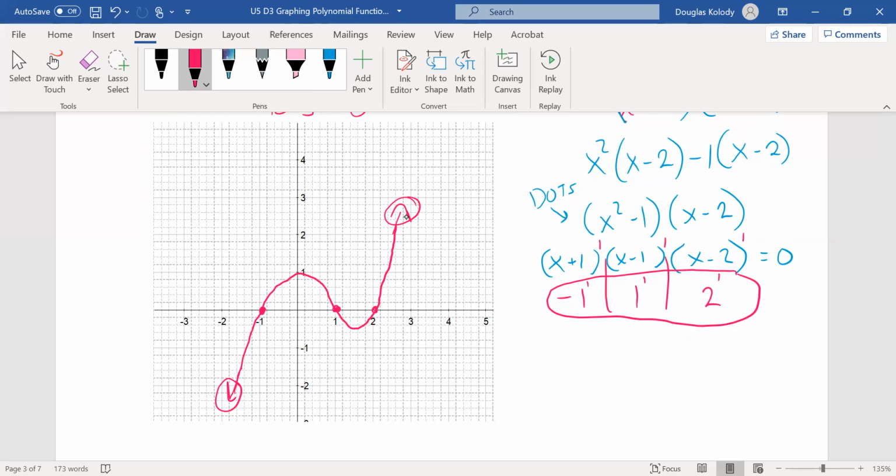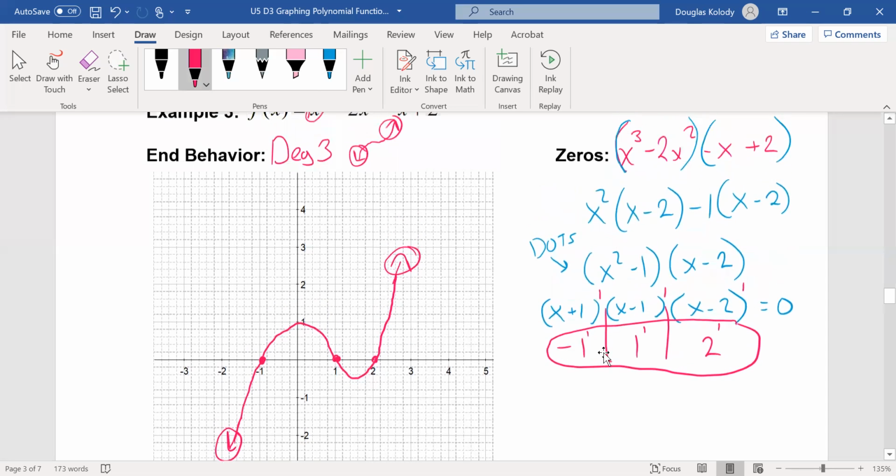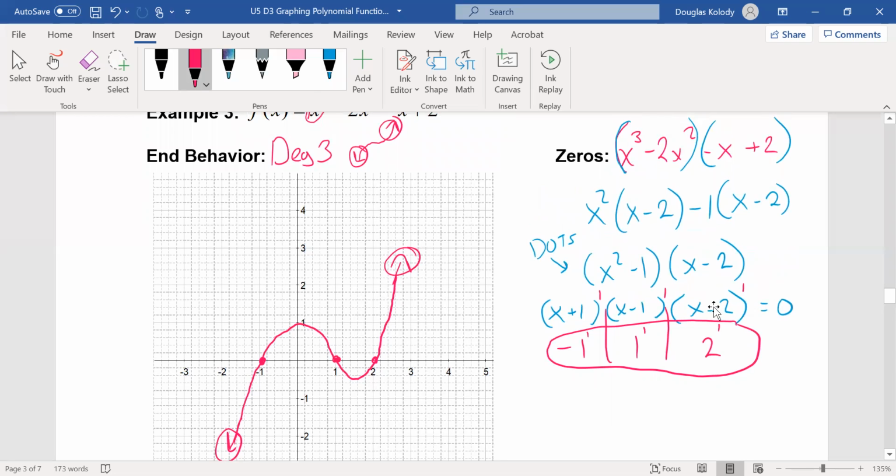So, ladies and gentlemen, you have now graphed polynomials that were already factored, and now we have graphed a polynomial that wasn't factored. We factored it, then we found the roots from those factors and plotted them and drew our graph. I want you to watch this video as many times as you need to and practice the homework, everyone.